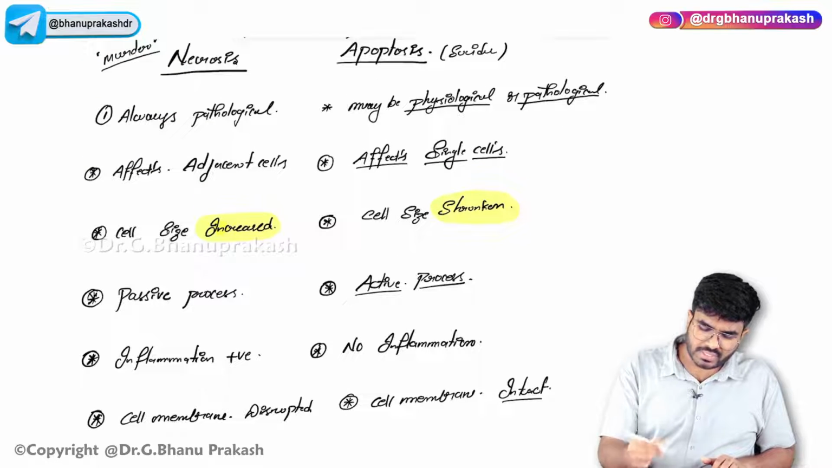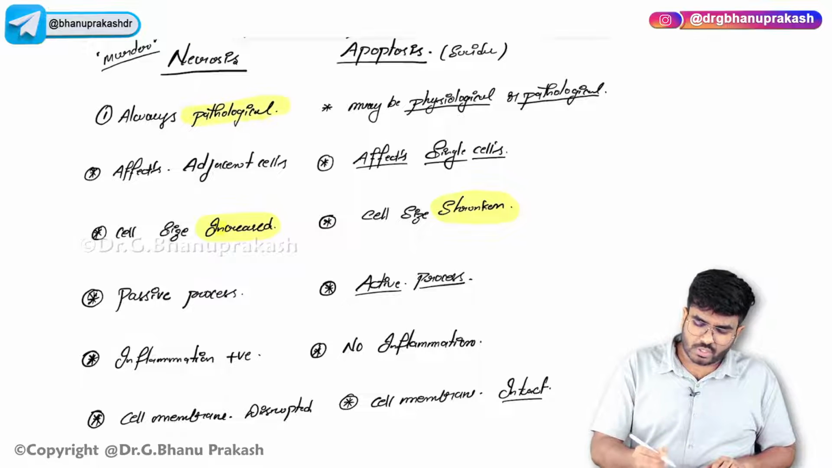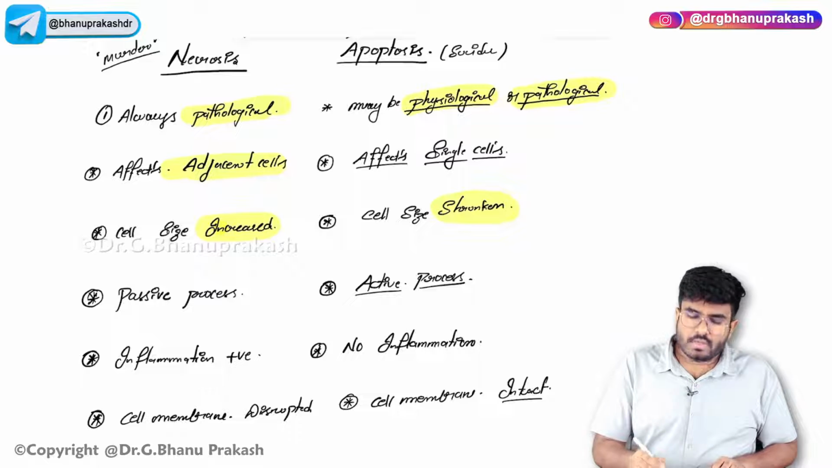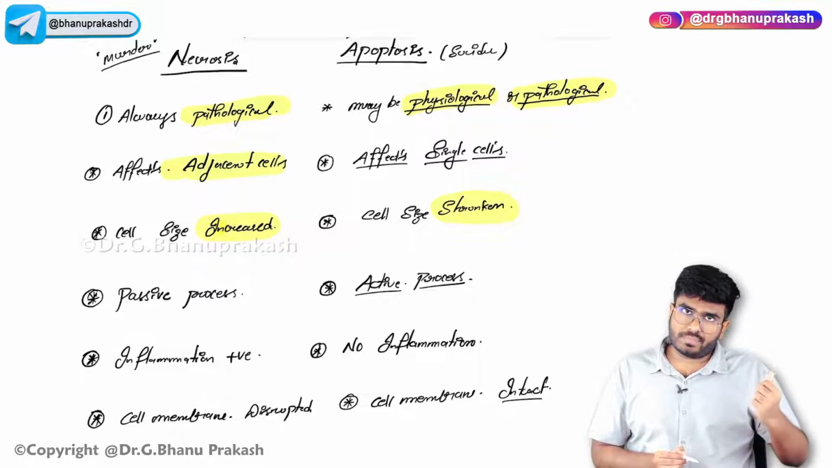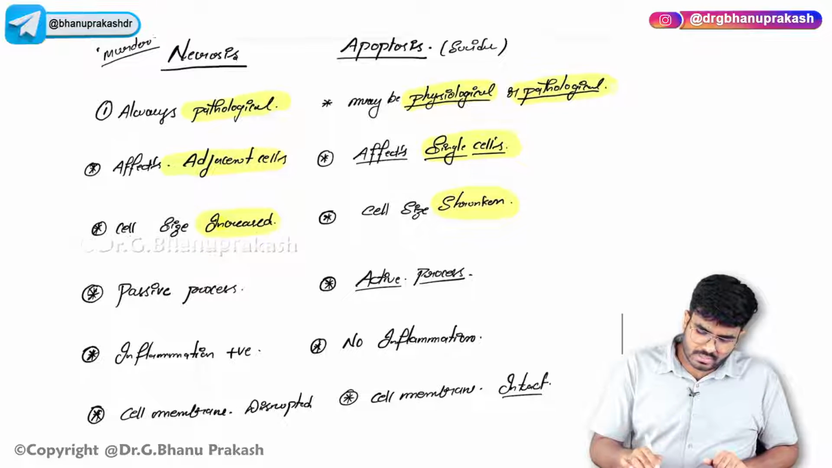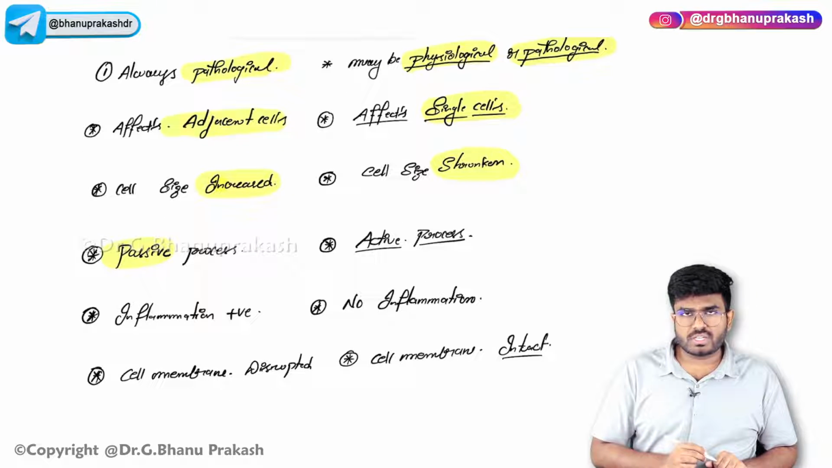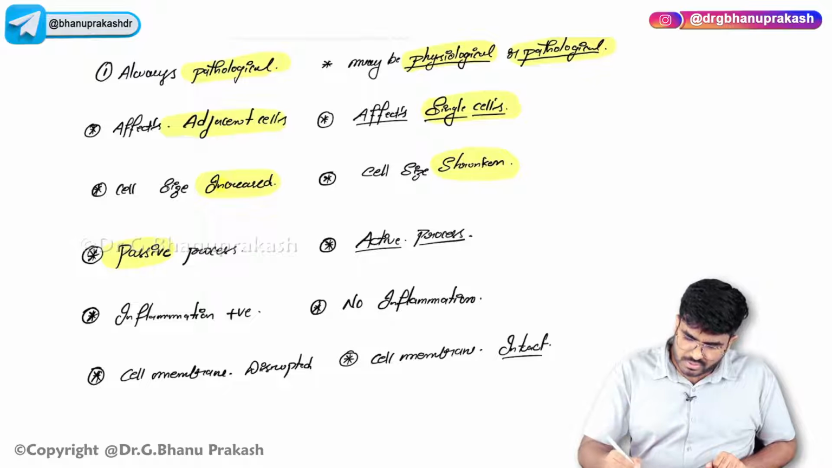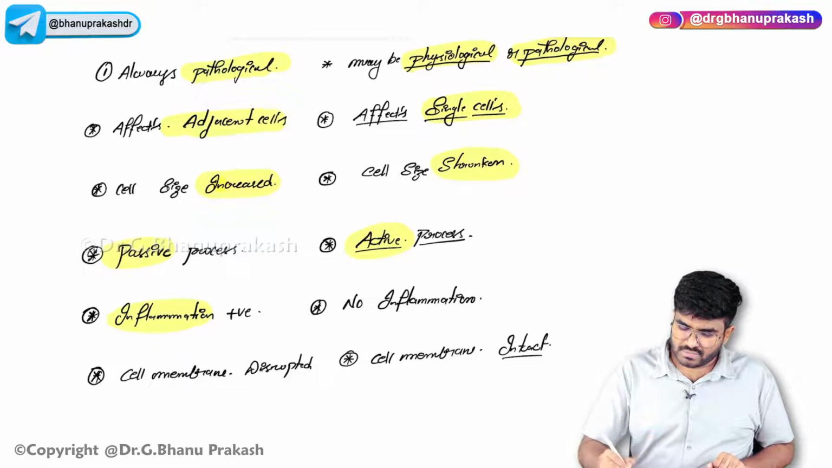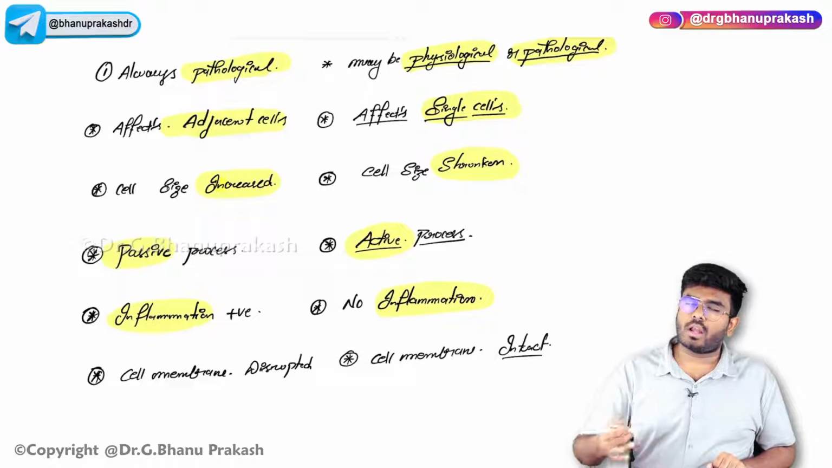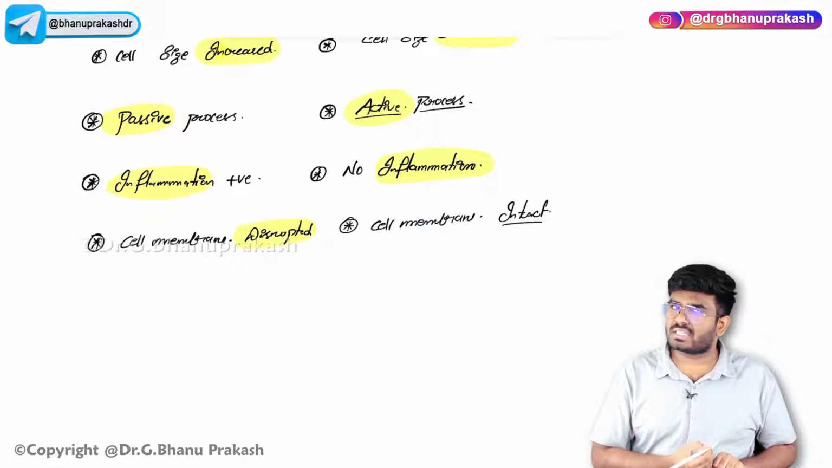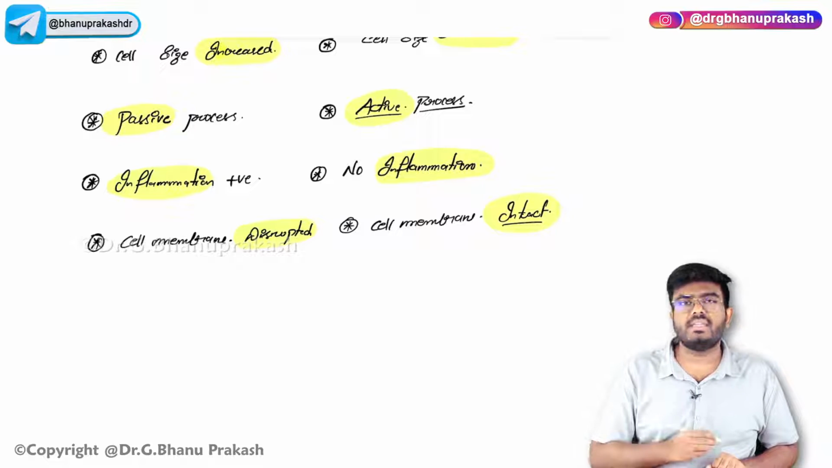Again, I am telling you, this is a very important slide. Necrosis is always pathological. Apoptosis is sometimes physiological or it can be pathological. Multiple cells are involved in necrosis. Single cells usually die in apoptosis. Necrosis is a passive process, no need of any ATP. Apoptosis is an active process. Inflammation is present in necrosis, inflammation is absent after apoptosis. The cell membrane is damaged or disrupted in necrosis, the cell membrane is intact in apoptosis.